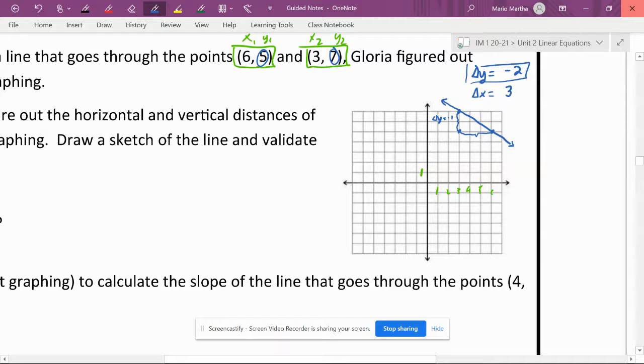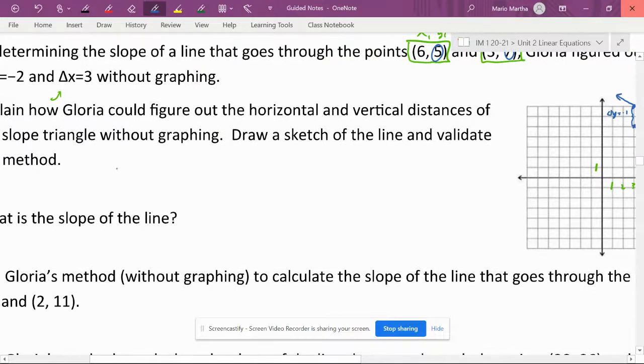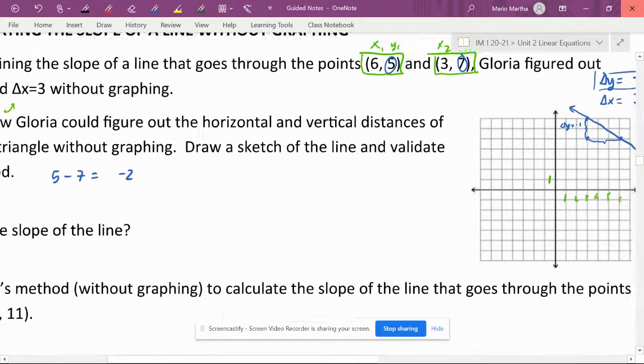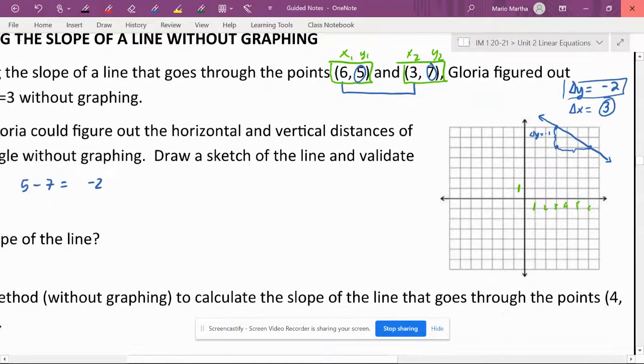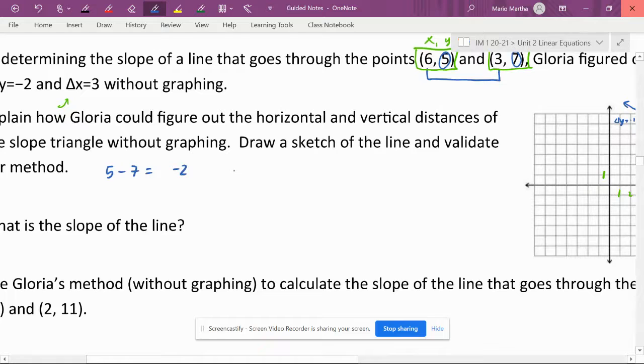So how can you get -2 out of these two values here? If you notice, I can subtract 5 minus 7, which gives me -2. So that means I changed by 2. And then how did I change in x? My change in x was 3. And if I subtract those two, 6 minus 3 is equal to +3. So this is delta y, and this would be delta x.